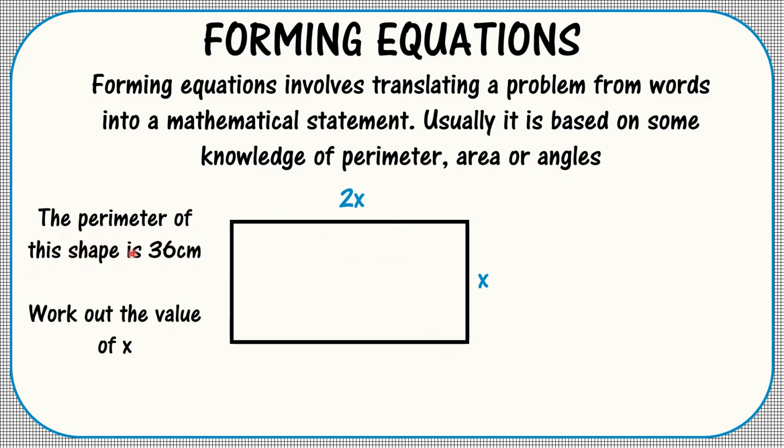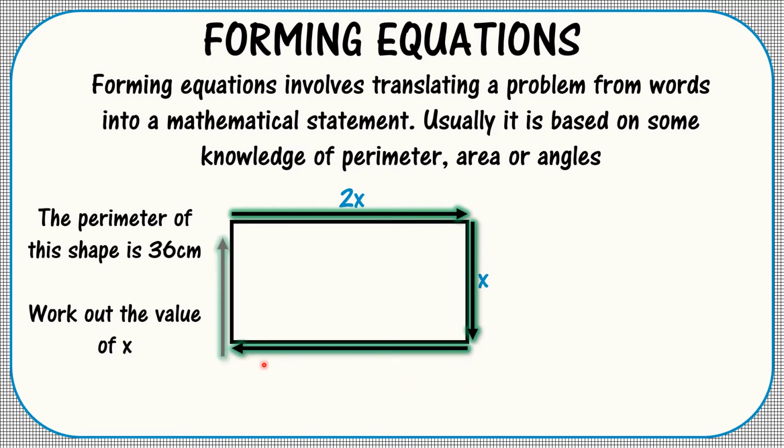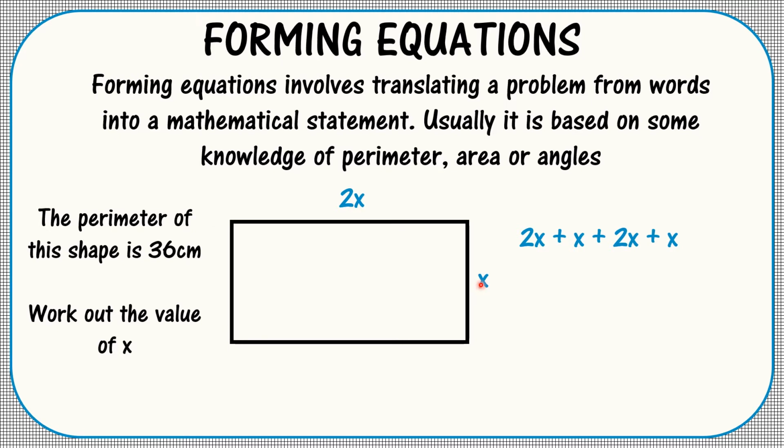The perimeter of this shape is 36 centimeters. Work out the value of x. We know that the perimeter is the distance around the outside of a shape as shown by the green arrows. Therefore, we can say that 2x plus 2x at the bottom plus this other side of x is equal to 36.